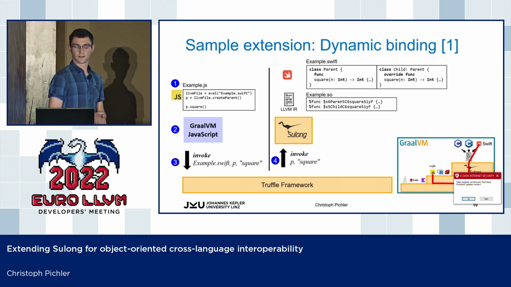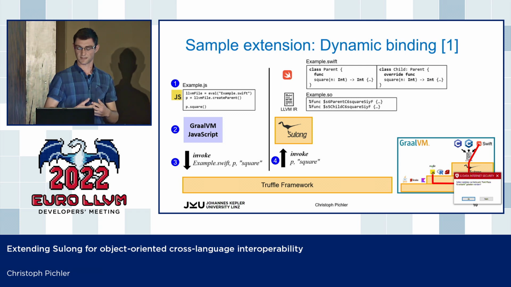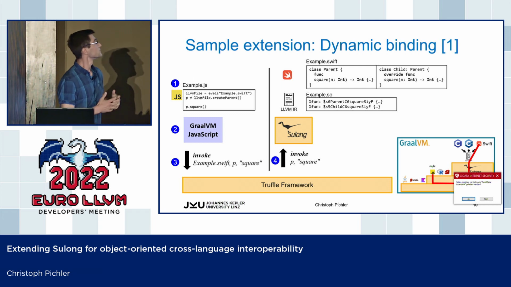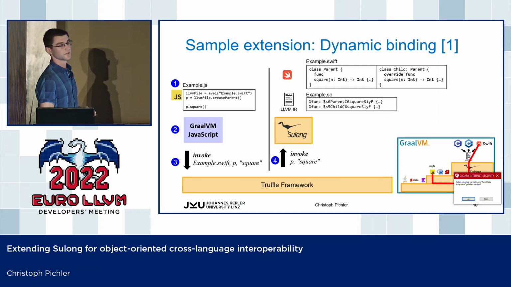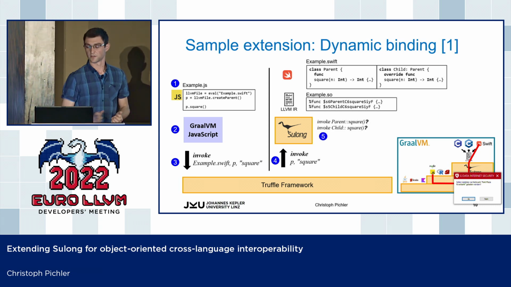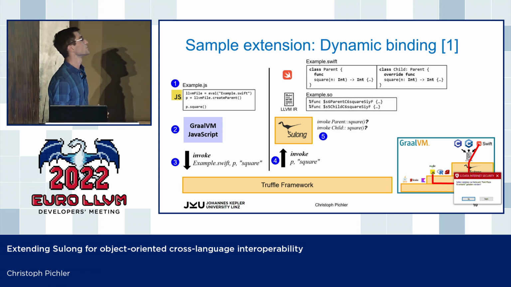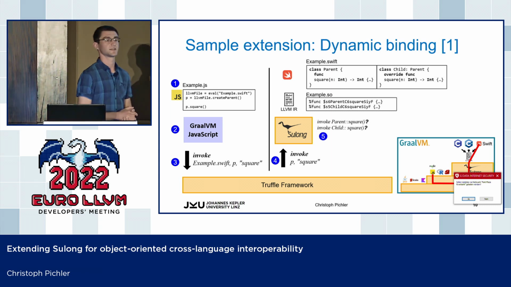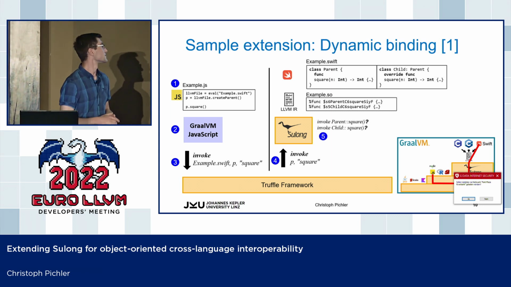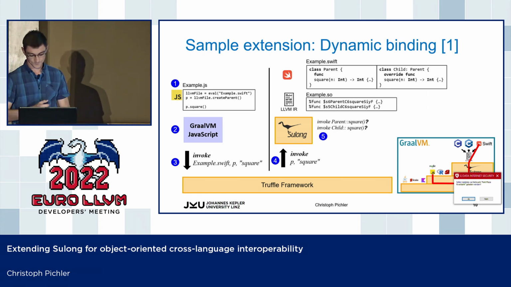And then the Sulong component gets the invoke message. But now, if we apply dynamic binding, because the methods in Swift are dynamically bound, of course, we do not know if we should invoke the parent or the child implementation of square. So this is the problem with dynamic binding.